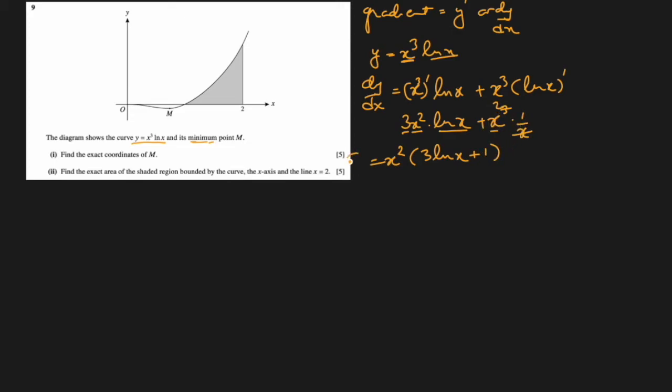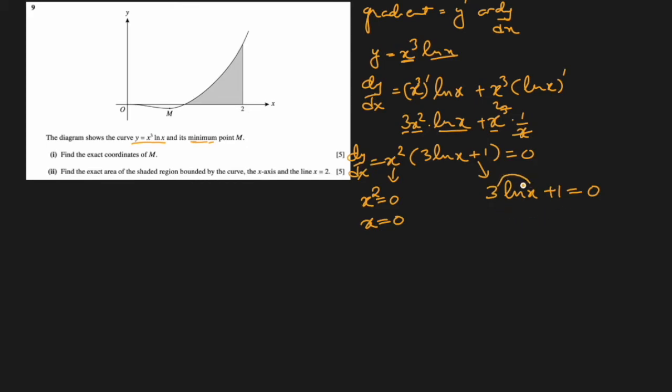This is dy over dx, which has to be equal to 0 for a stationary point. And if this is the equation, it gives us two answers. x squared is equal to 0, or 3 ln x plus 1 equal to 0. This gives us x equal to 0. That's a turning point, and we can see here at 0 it is turning like this. So well done. But we are not interested in this, we are interested in the second one.